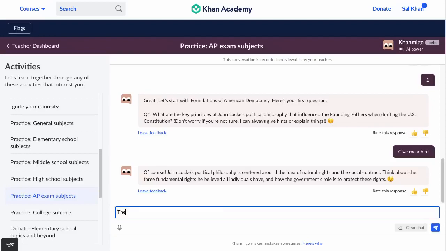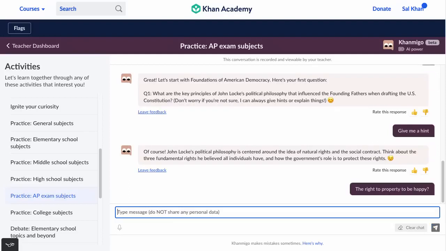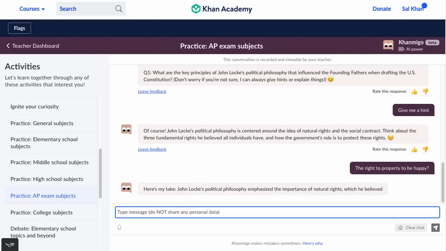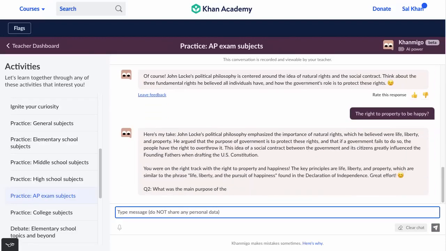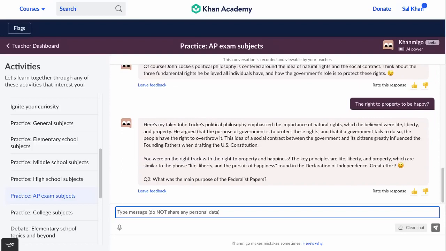So let's say the right to property and to be happy. I'm intentionally not giving it the perfect answer. So it gives its take: you are on the right track with the right to property and happiness. The key principles are life, liberty, and property, which are similar to the phrase life, liberty, and the pursuit of happiness, found in the Declaration of Independence. Great effort.